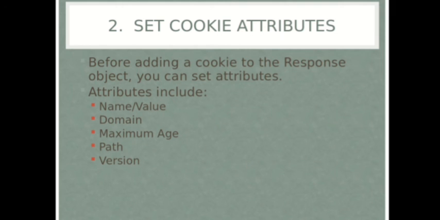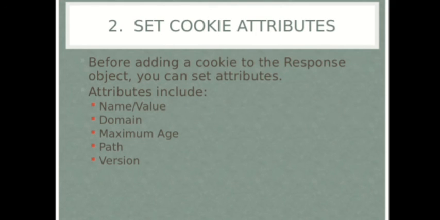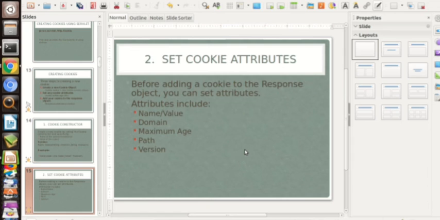There are different attributes available: name-value pair, domain name, maximum age, path and version. So this much we have seen till now. In tomorrow's lecture we will see a practical demonstration of cookies. I hope everyone is clear till now.